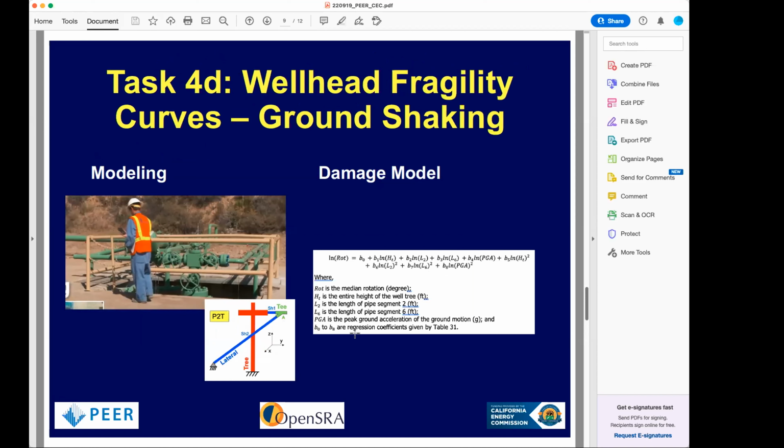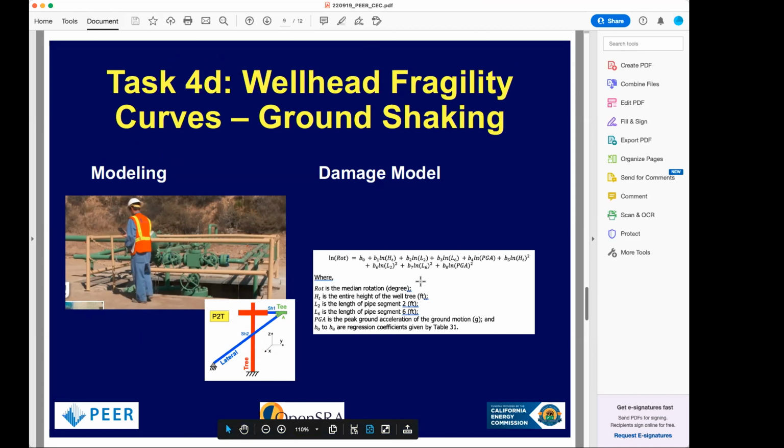Task 4D is surface facilities at natural gas storage facilities. So this is Tara Hutchinson and David McCallan. This is just one example of something that they modeled where this is a wellhead. This is what it looks like in real life. And then this is what it looks like in OpenSees.